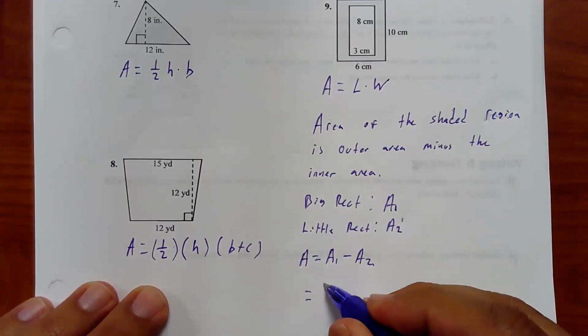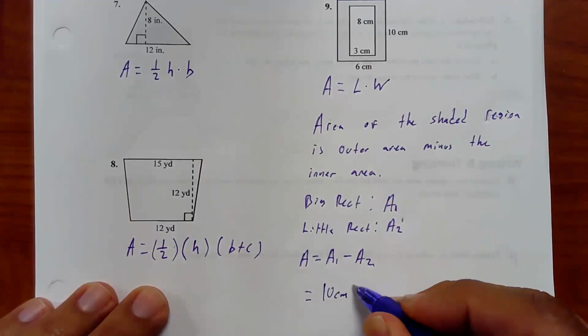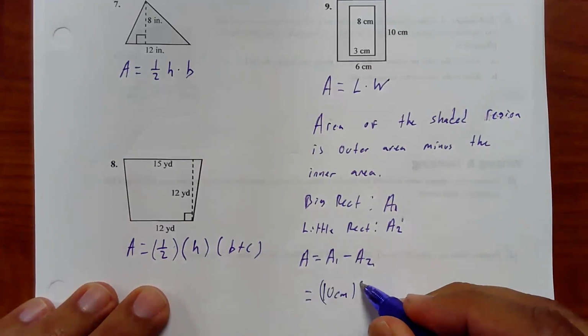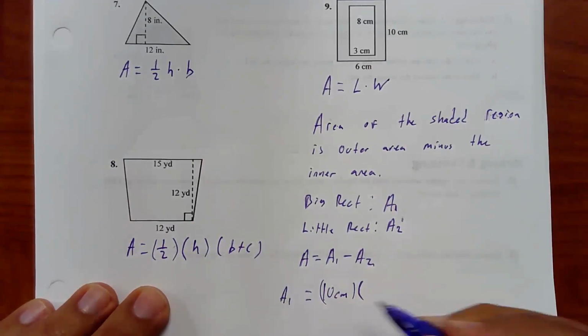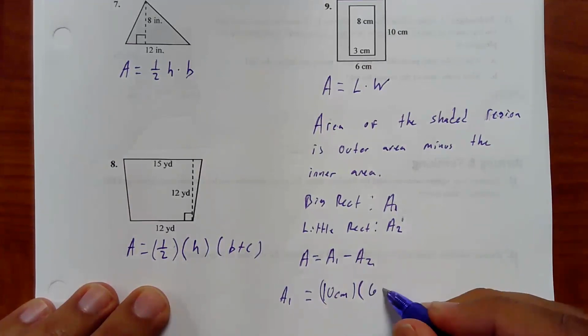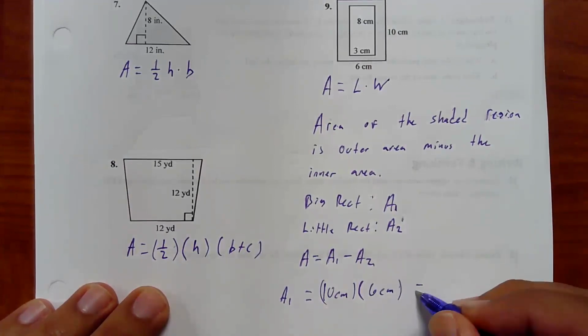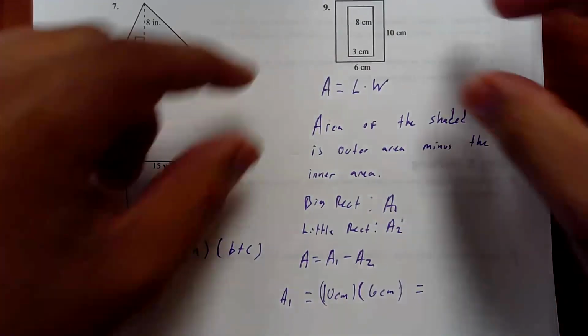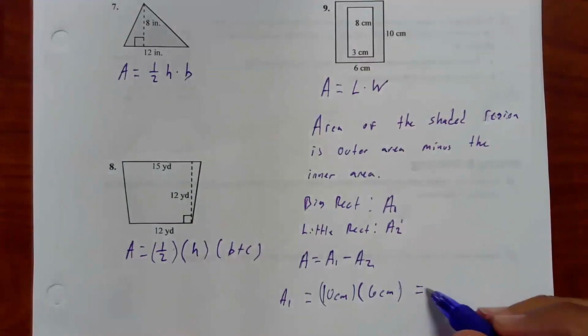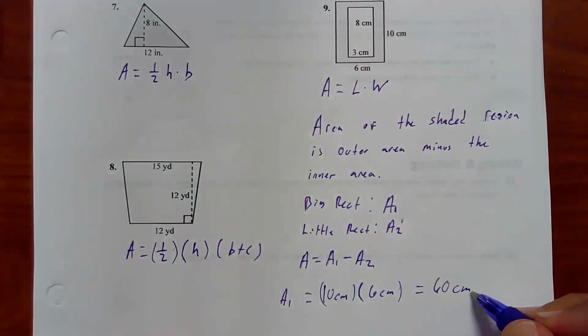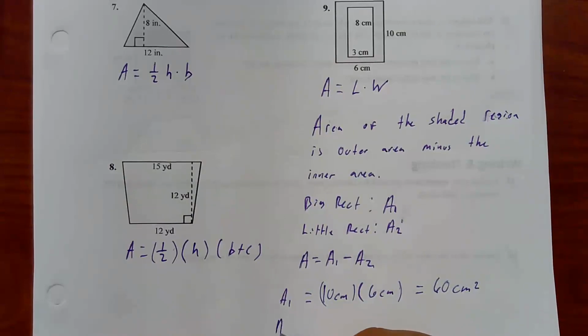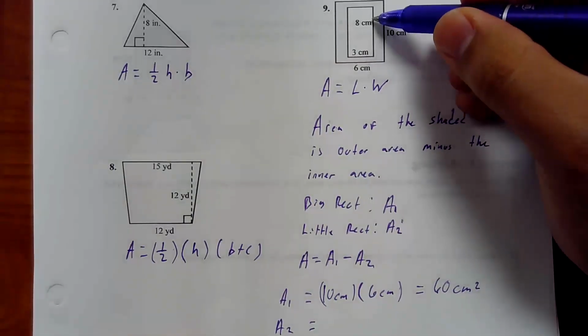It's going to be 10 times 6. So A1 is the big one, this outer one. See what I'm saying? Then the little one is 3 times 8.